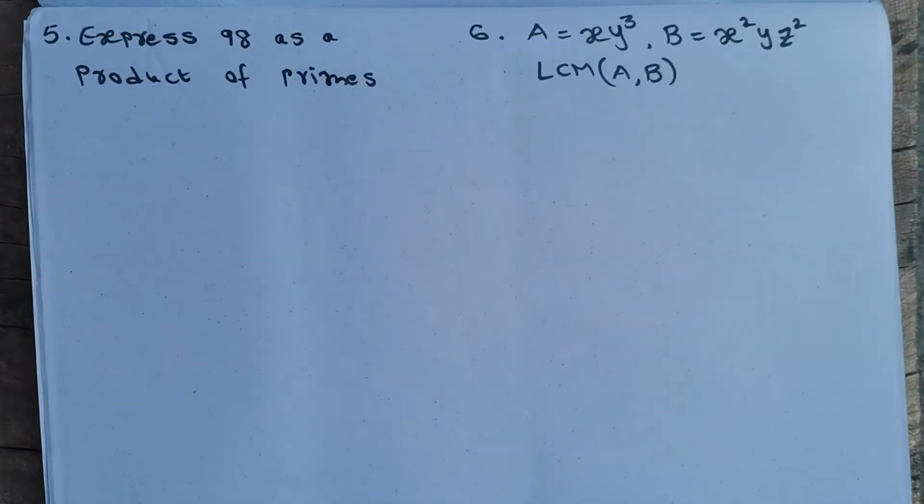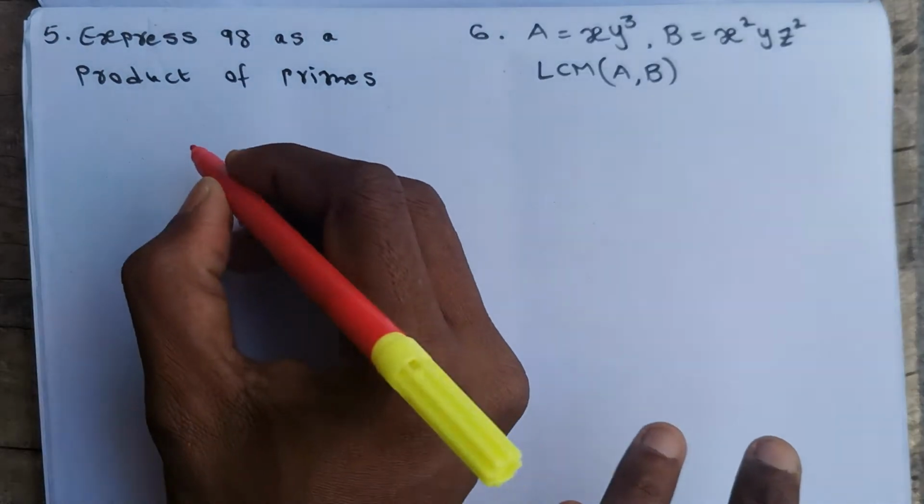Next, question number 5. Express 98 as product of primes. Whenever he asks to express it as a product of primes, simply we need to do prime factorization.